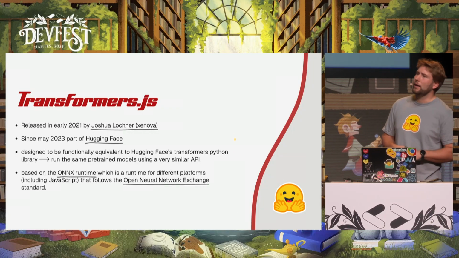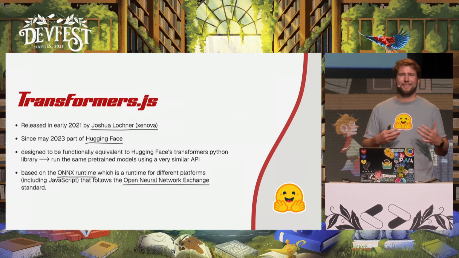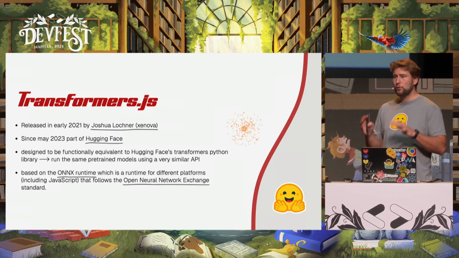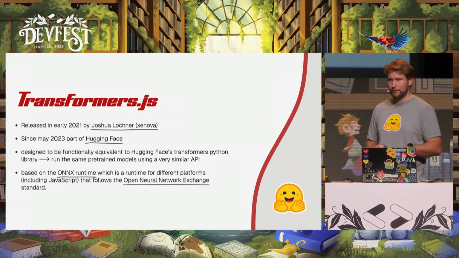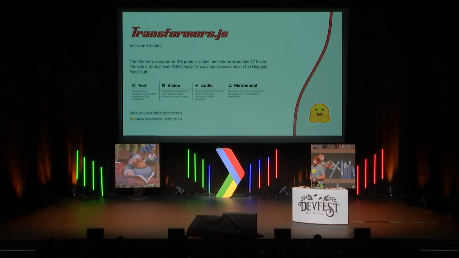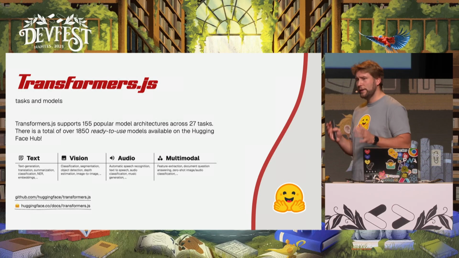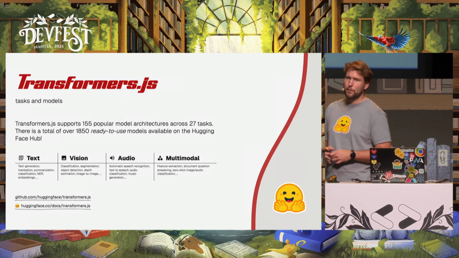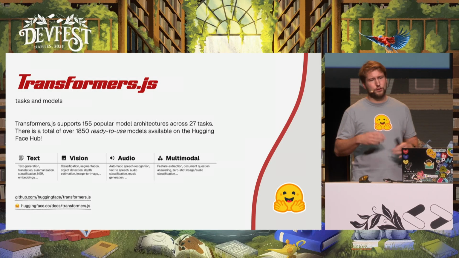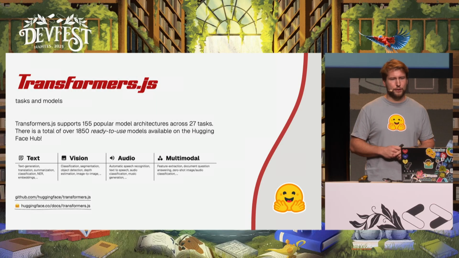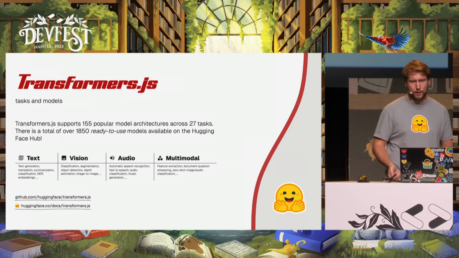The idea of Transformers.js is to make it as easy as possible for you to use machine learning models directly in the browser. The way we do that is that we support around 155 popular model architectures across 27 tasks. That also means we have close to 2,000 ready-to-use models on the Hugging Face hub that we can just add the ID to the pipeline, and we can then use them directly in the browser.